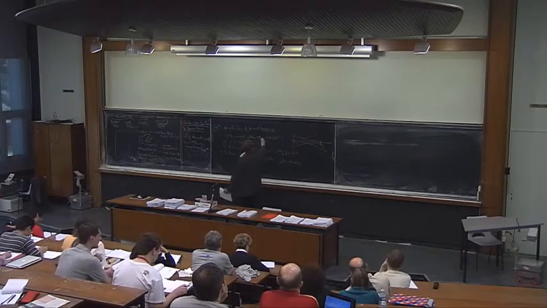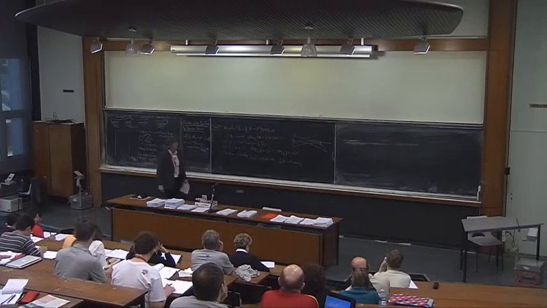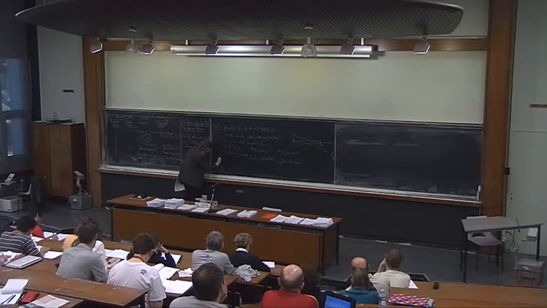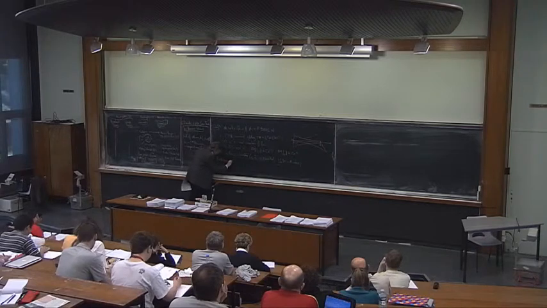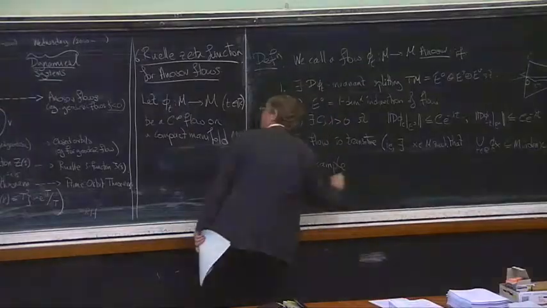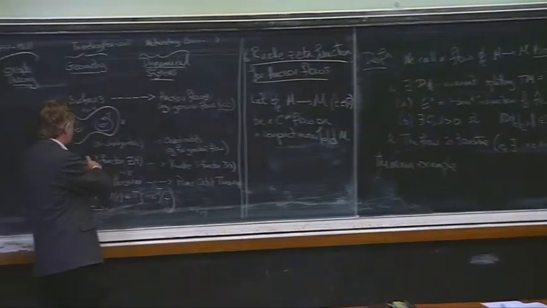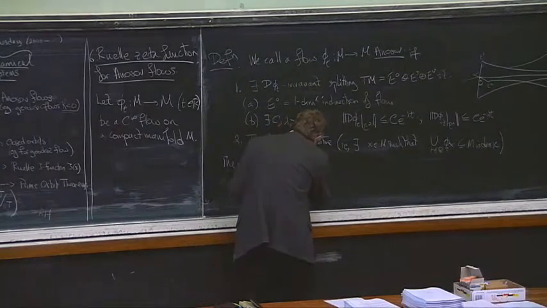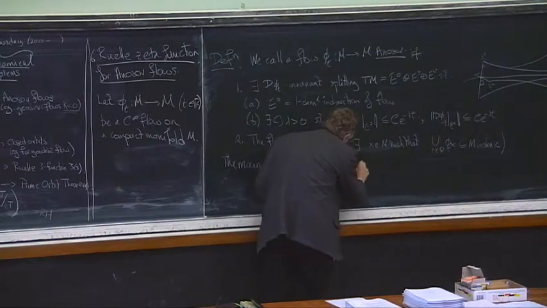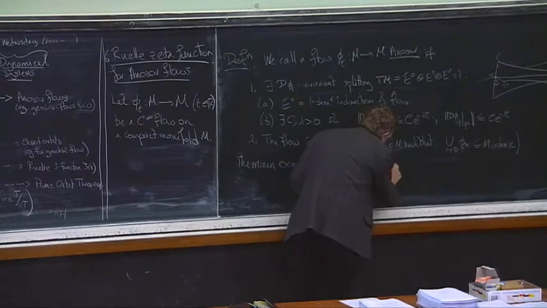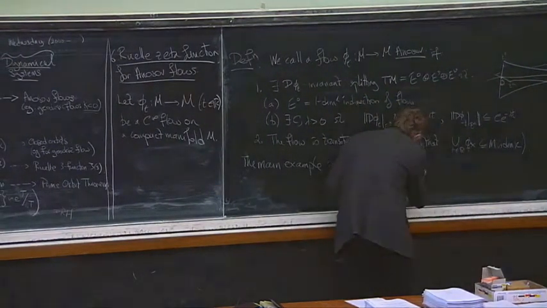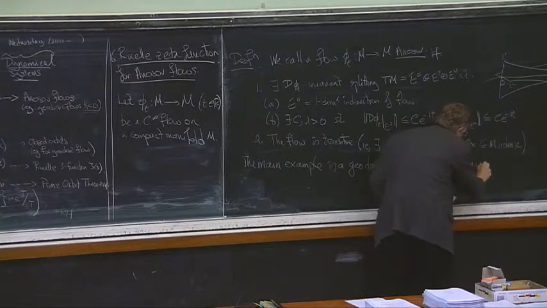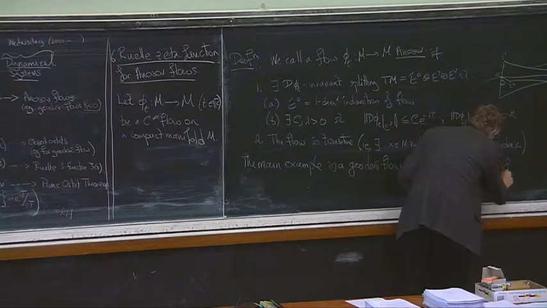And they were studied by Anosov in the 1960s in particular. And why are they interesting? Well, because one of the main examples, perhaps the main example, is precisely a geodesic flow on a manifold or surface of negative curvature. So the main example is a geodesic flow on a compact manifold of negative curvature.